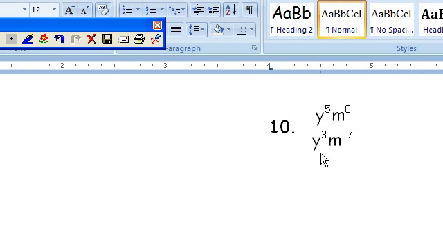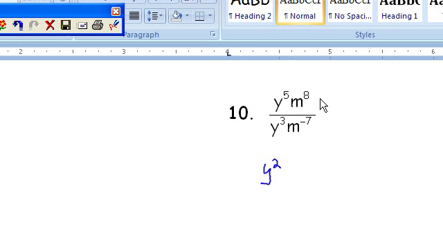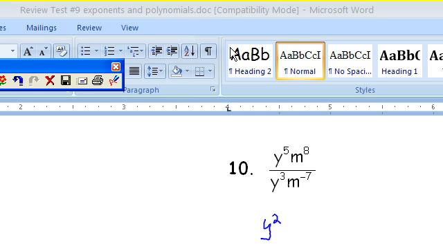Let's go to number 10. Y to the 5th divided by y to the 3rd is y squared. Okay, now here's a problem to test your integer skills.